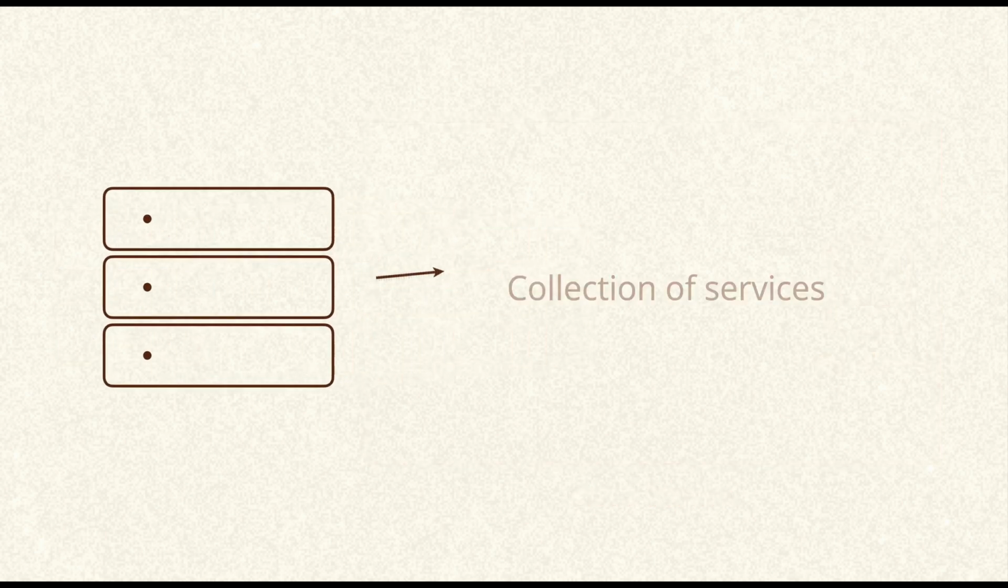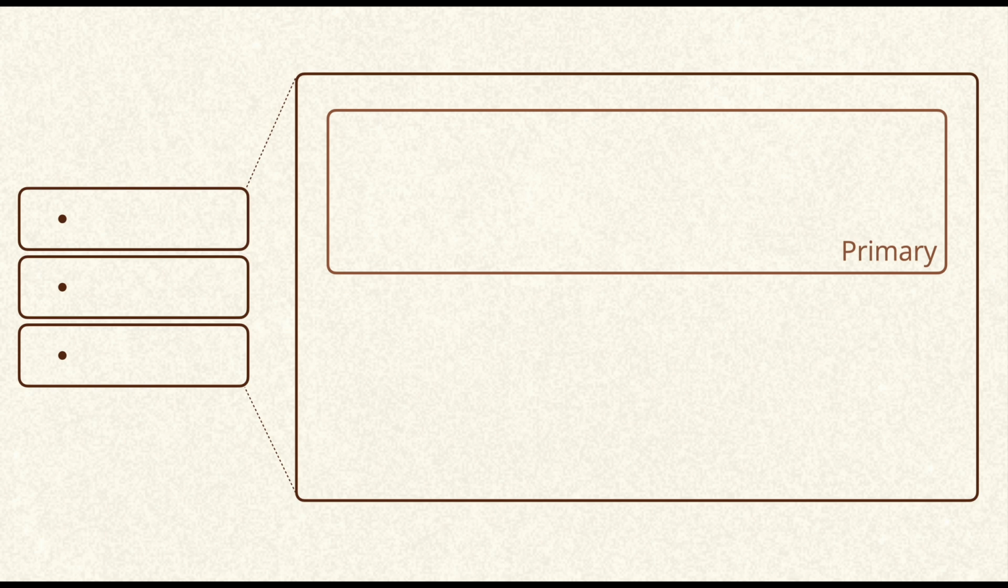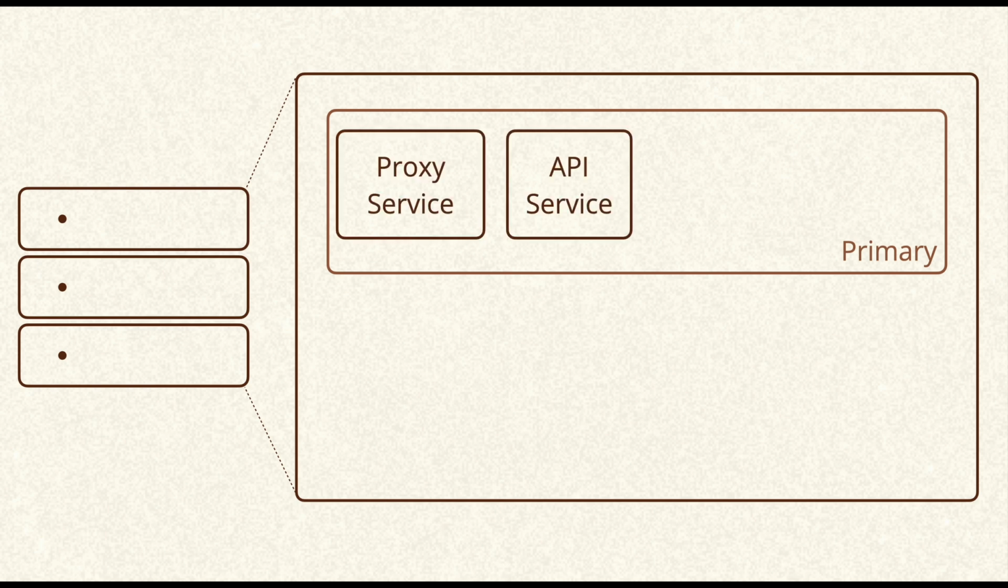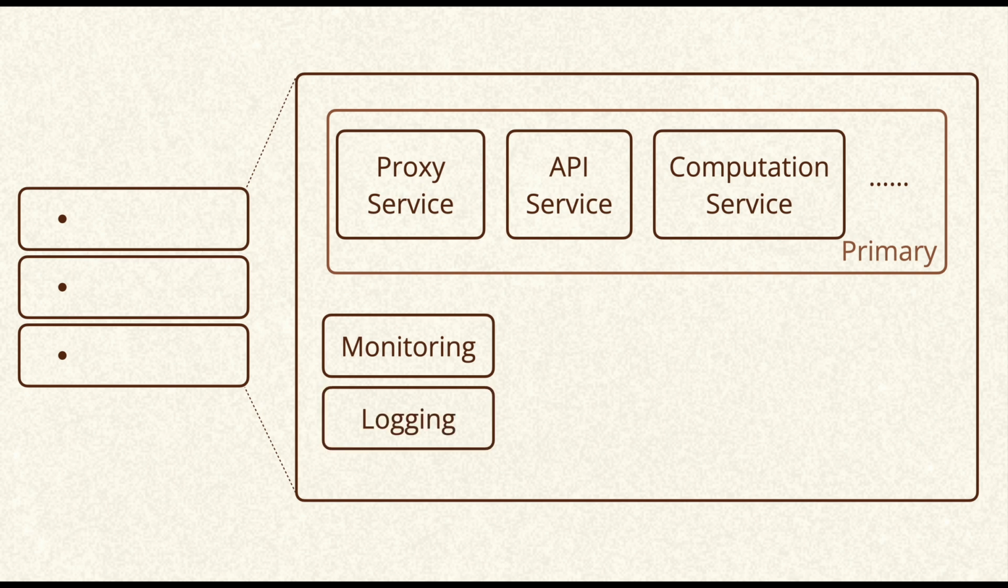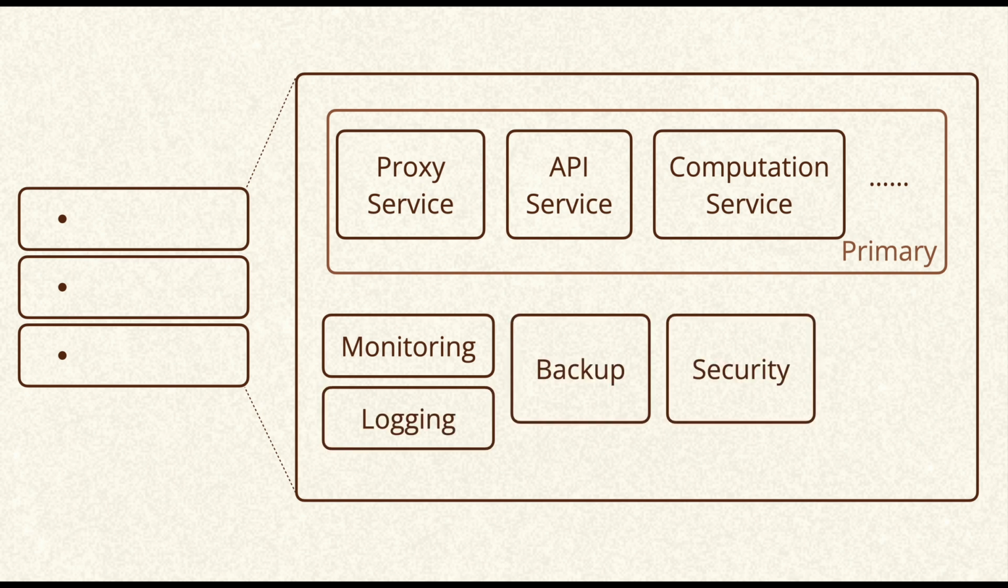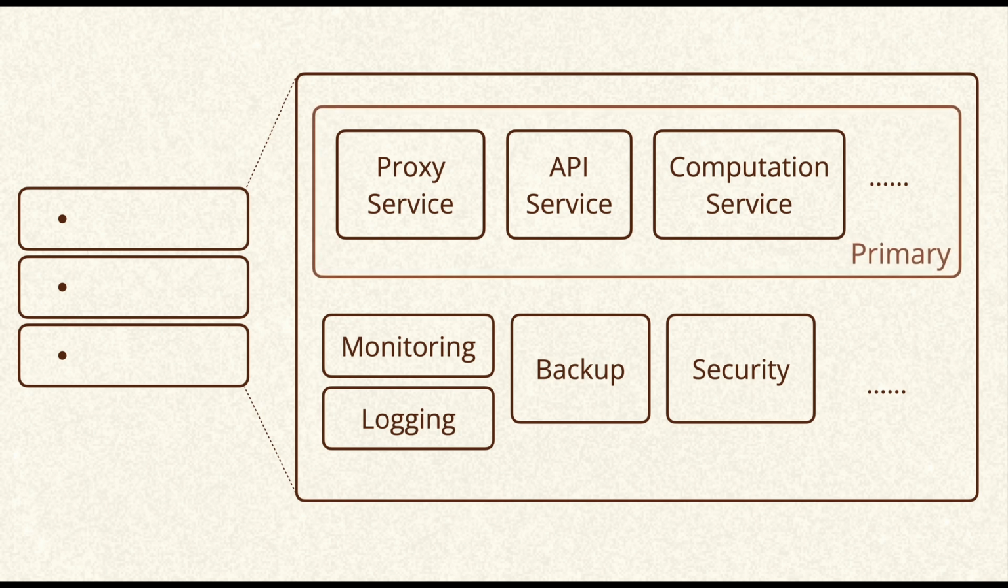A server is just a collection of services. These could be primary services, which are the ones required for your cloud service, like a proxy service, the API service, the computational service, database as a service, etc. Or it could be supporting services like monitoring, logging, backup, security, etc. In this video, we're going to primarily focus on these primary services.